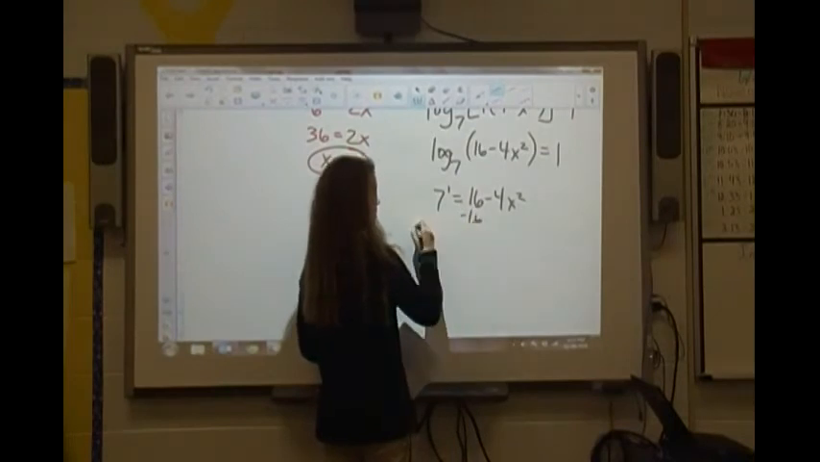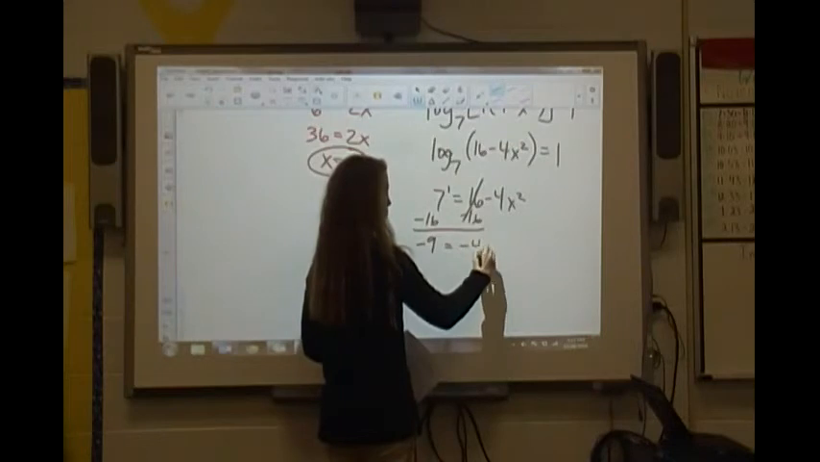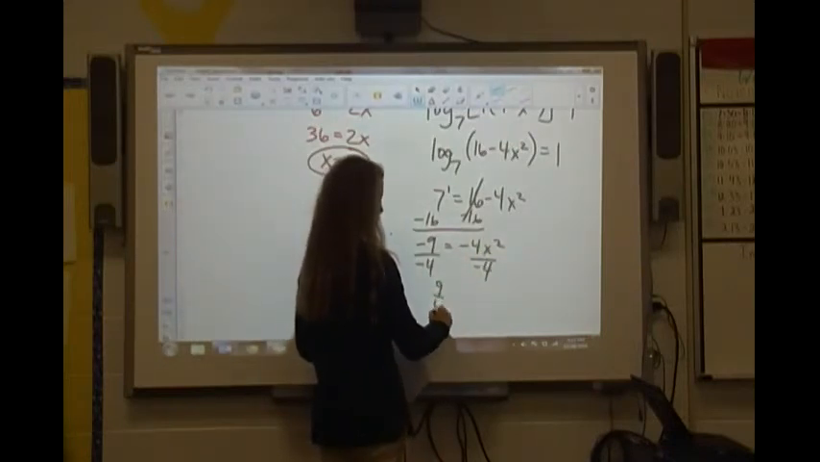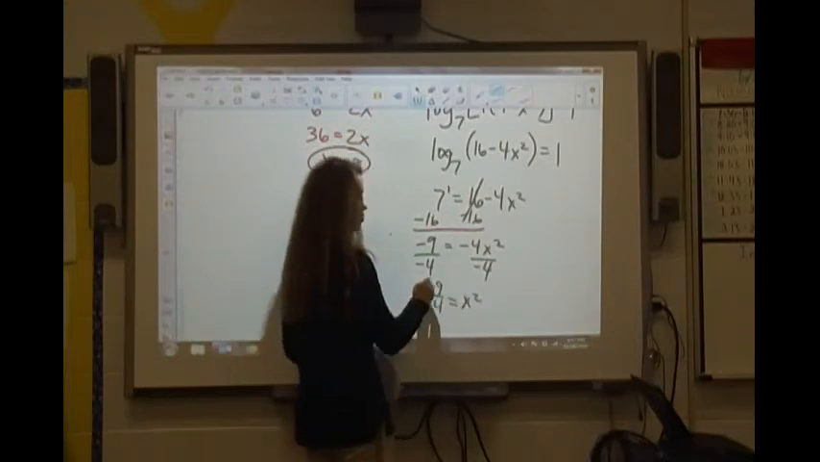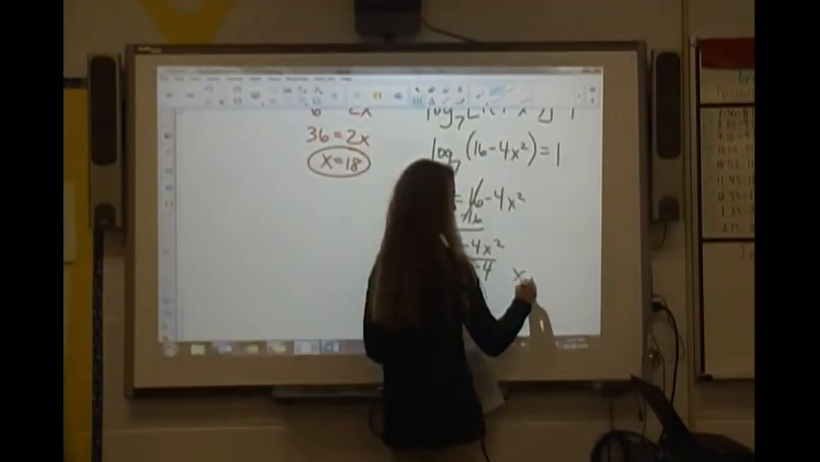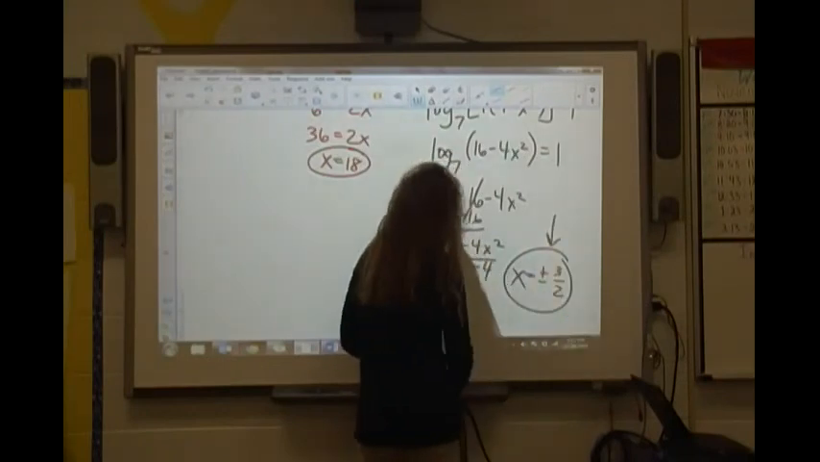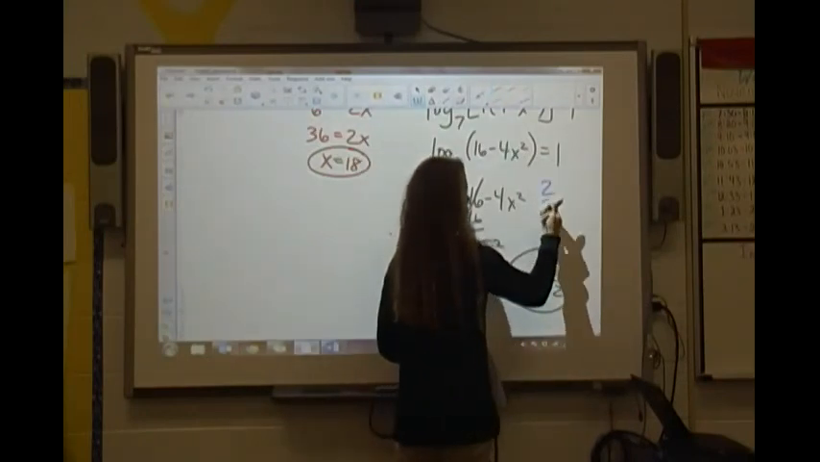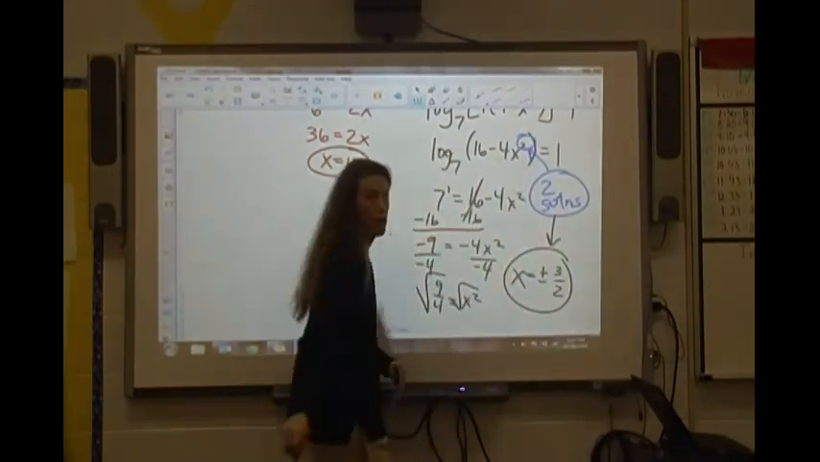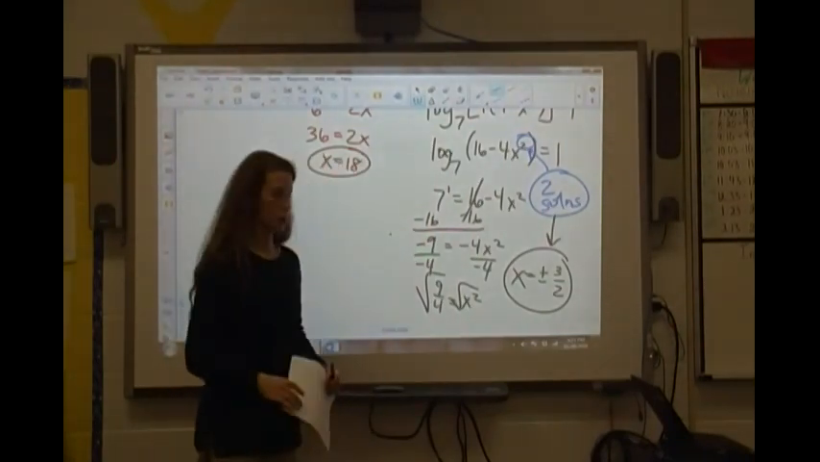So if I subtract 16, I get negative 9 equals negative 4x squared, divided by negative 4. So I have 9 over 4 is equal to x squared. When you take the square root of something, that means that you're going to have two answers, plus or minus. So finally, I'll have plus or minus 3 halves. So please notice that you have 2 solutions, because you started with an x squared. The fundamental theorem of algebra says that if we have a degree of 2, we're going to have 2 solutions.